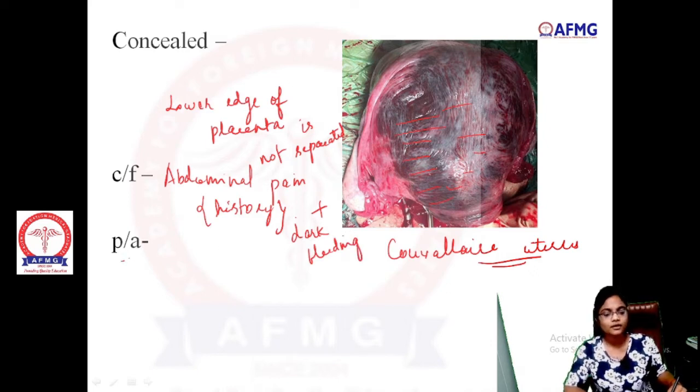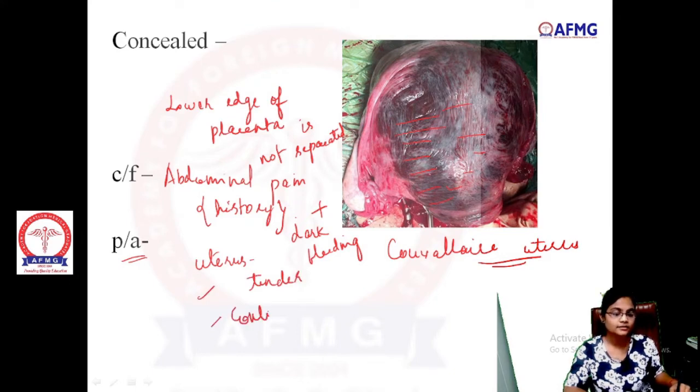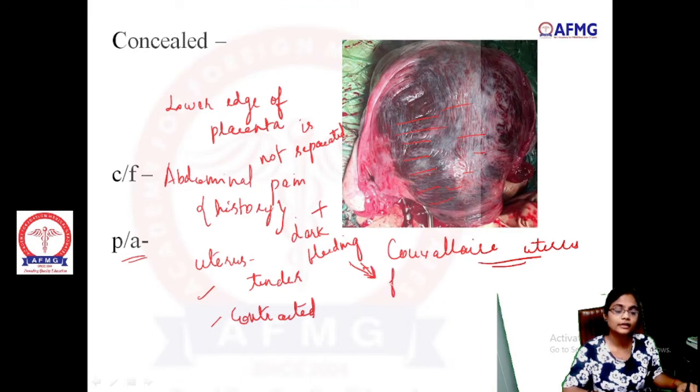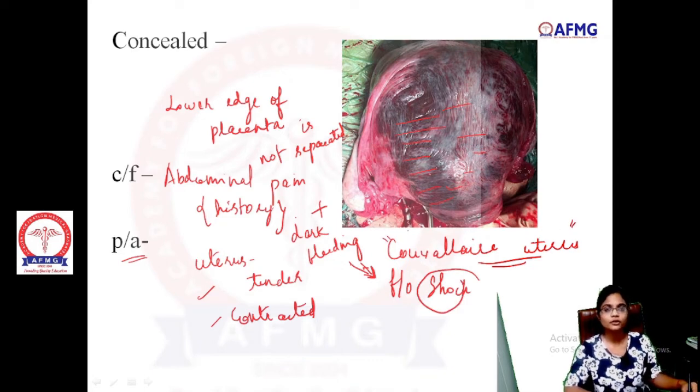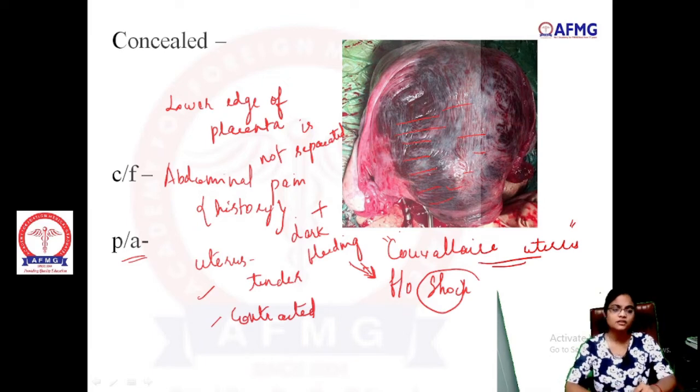So what happens in per abdominal examination? The physician can see the uterus feels very tender, and it will be contracted in manner. That is also important. Sometimes the patient along with the dark bleeding can be followed by shock. So please remember this picture which shows the Couvelaire uterus. This picture has already been asked in the exams, and there is a good chance that it can be asked again in the exam. So in abdominal examination, there is a tenderness in the uterus and the uterus is contracted as well.